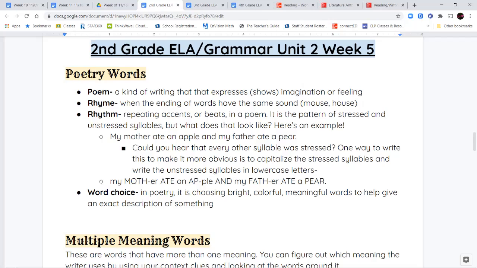And the last bit is word choice. When we're talking about word choice in poetry, we're talking about using really expressive, bright, colorful, meaningful words that help the reader build a really clear picture in their head, right? They're imagining the things that they're reading in this poem. By using strong word choice, you're picking words that give the reader a great picture in their head, where they're able to imagine exactly what the author, or the poet, a poet is an author of poems, is writing about.